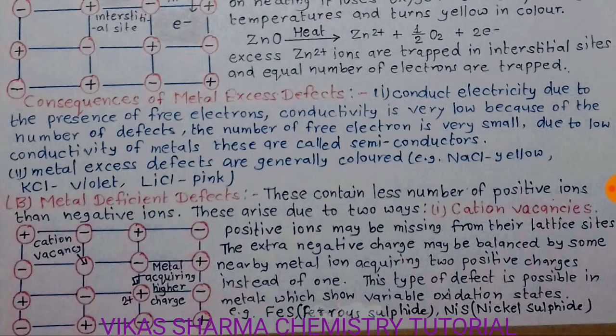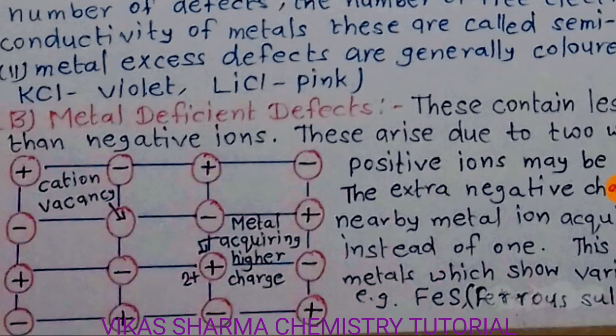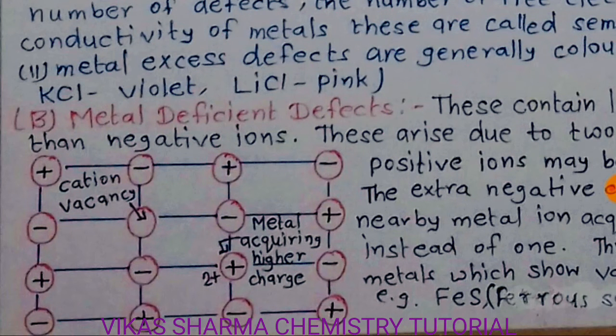Student, the second category is metal deficiency defect. These contain a smaller number of positive ions than negative ions. This arises in two ways. First one is cation vacancies. Positive ions may be missing from their lattice sites. The extra negative charge may be balanced by some nearby metal ion acquiring two positive charges instead of one. This type of defect is possible in metals which show variable oxidation state, for example ferrous sulfide, nickel sulfide. So student, you have seen in metal deficiency defect, the cation vacancy is formed and the metal acquires a higher charge.